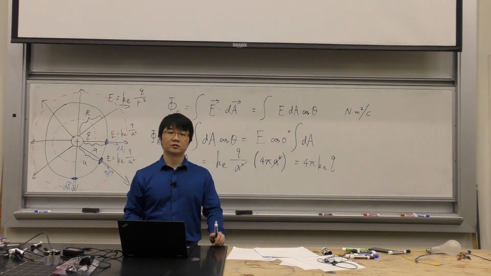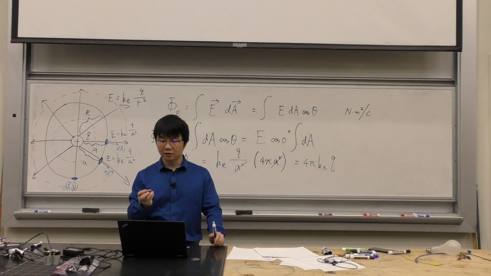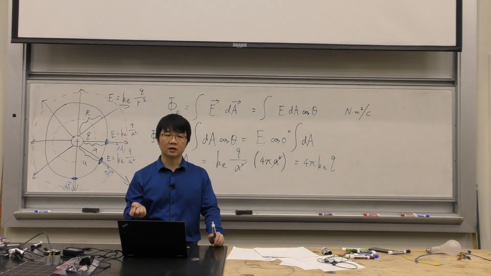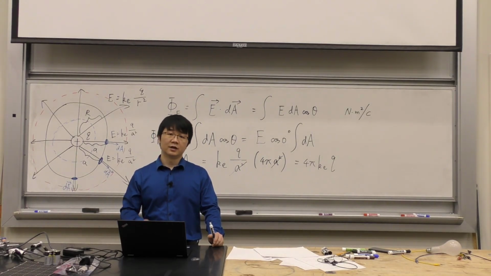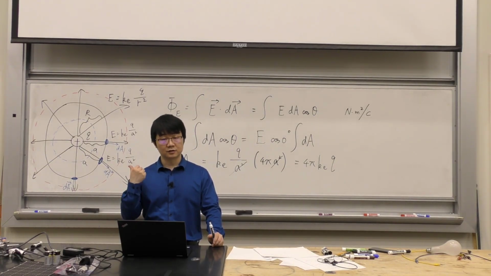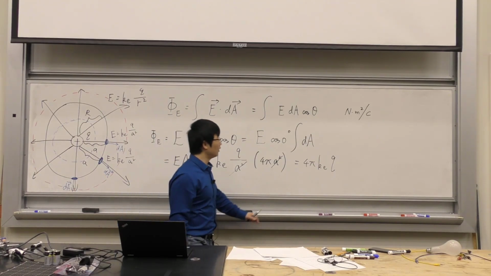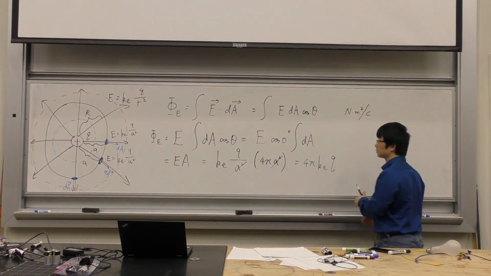If there's a point charge, you put this point charge right at the center of any spherical surface. You don't really need the radius of this spherical surface. If you want to calculate the electric flux through this spherical surface, you always get this.